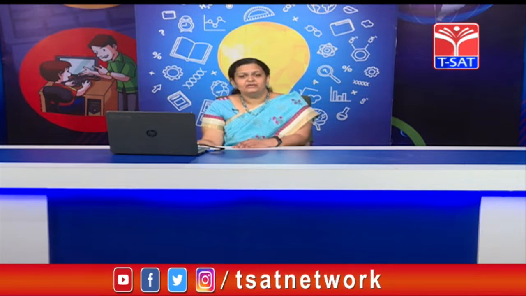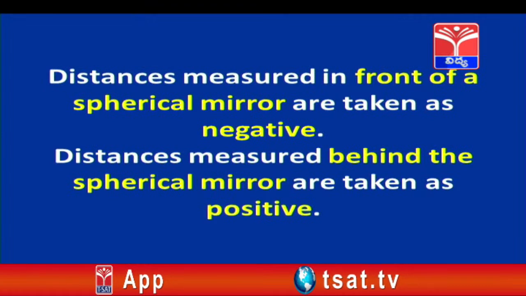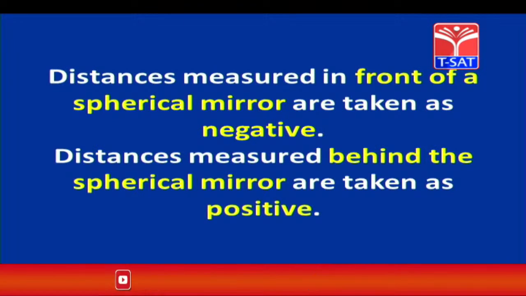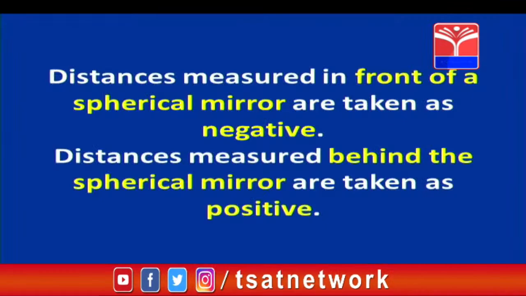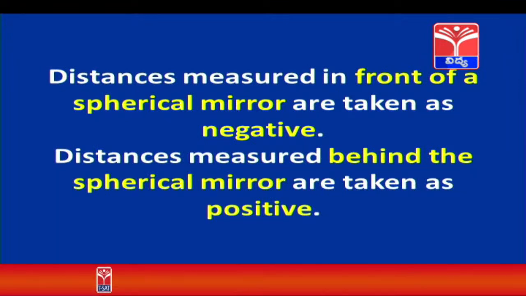Okay, children? This applies for a convex mirror also. For a convex mirror, we know that the focus and the center of curvature lie behind the mirror. Therefore, they all are taken positive. Only the object distance is negative. Distances measured in front of a spherical mirror are taken as negative, whereas distances measured behind the mirror are taken as positive. Okay, children? This applies to both concave and convex mirrors.